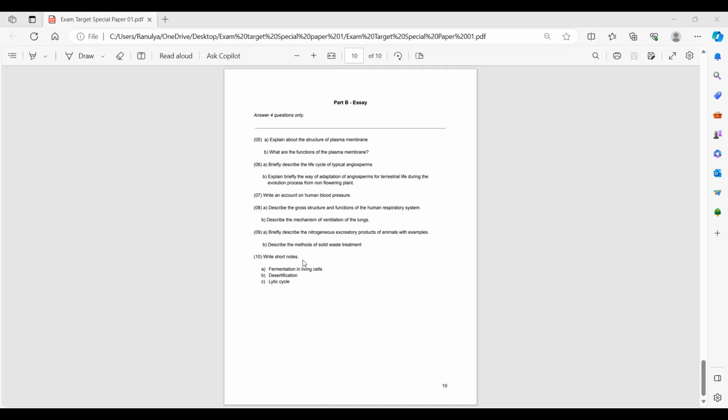Question number 8, part A. Describe the gross structure and functions of the human respiratory system. Here also you have to use a diagram. You can draw the respiratory system and label the nasal cavity, trachea, bronchi, left and right bronchus separately, alveoli, and lungs.